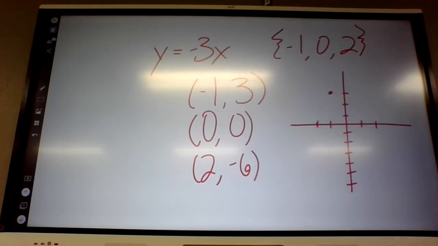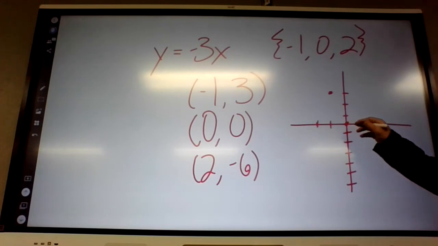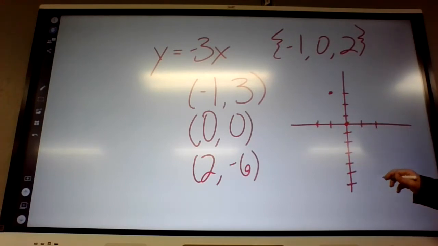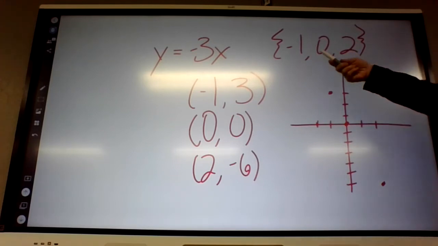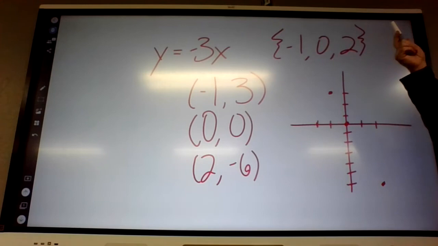The little man has to run over first, then he climbs the ladder second. Alright, and then 0, 0, the origin. And then 2, -6. So that's right, 2 down 6. Okay, it's in a line. Should I draw the line? No. No, the domain is limited to just these 3 x values, these 3 points.